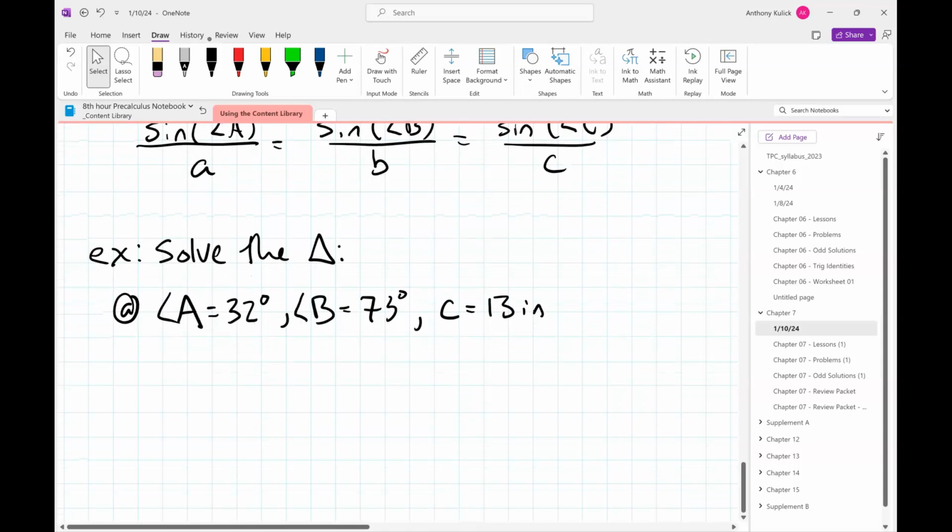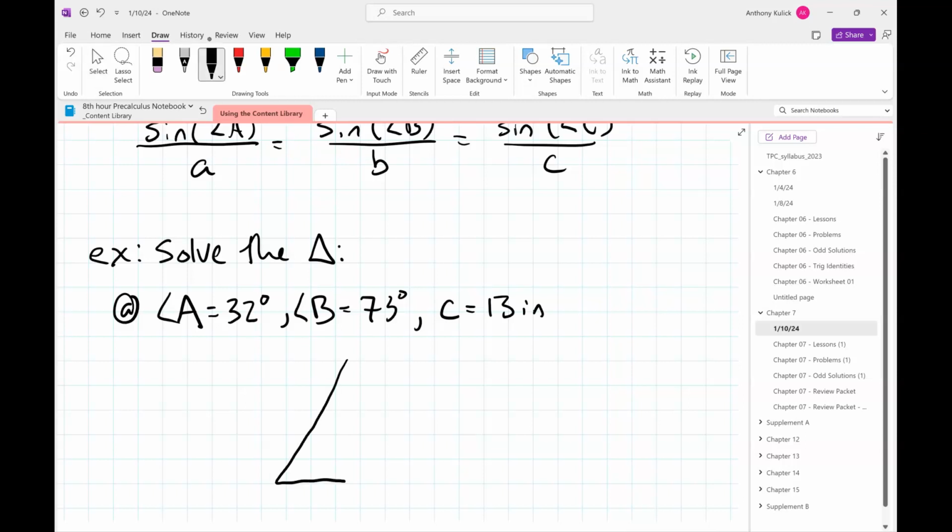So we're given that angle A is 32 degrees, angle B is 73 degrees, and side C is 13 inches, and we're asked to solve the triangle. The first thing I'm going to do is to draw and label a triangle.